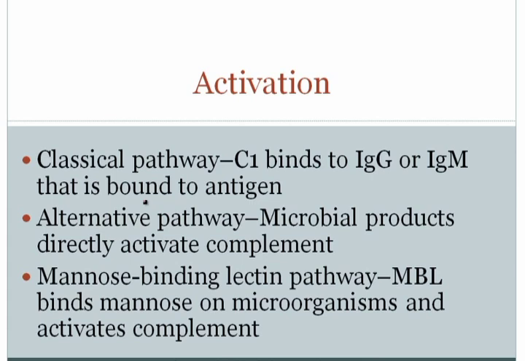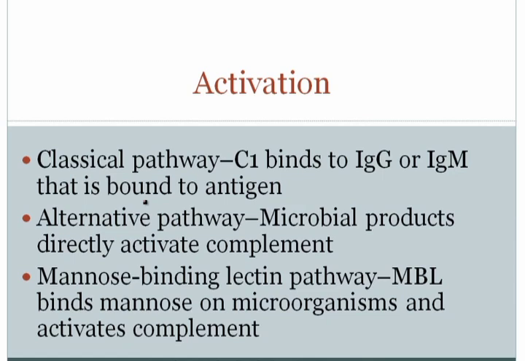The first is the classical pathway. In the classical pathway, C1, which is an early complement protein, binds to IgG or IgM, which is bound to an antigen. So if IgG or IgM gets bound to an antigen, C1 can bind to that bound antibody and then activate the complement cascade. That's called the classical pathway, and there's a famous mnemonic concerning this pathway: GM makes classic cars. So the company GM makes classic cars, and so IgG or IgM results in activation of the classical pathway.